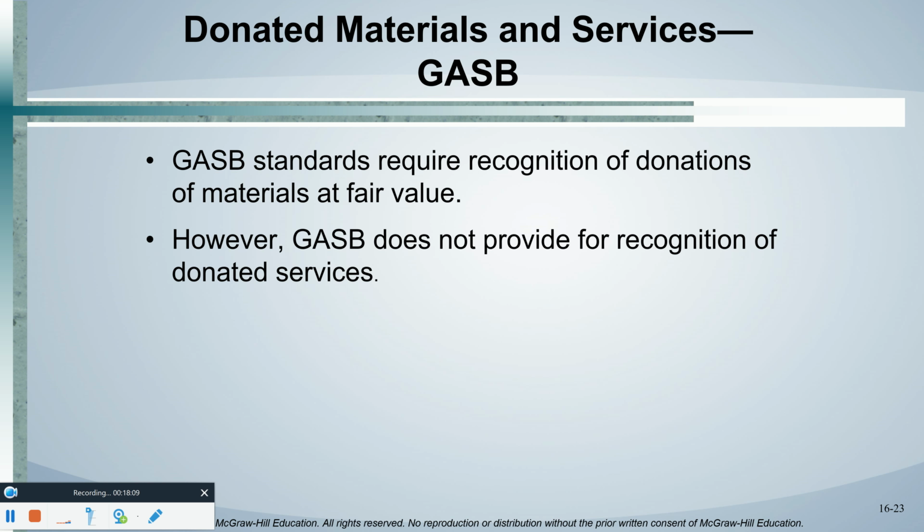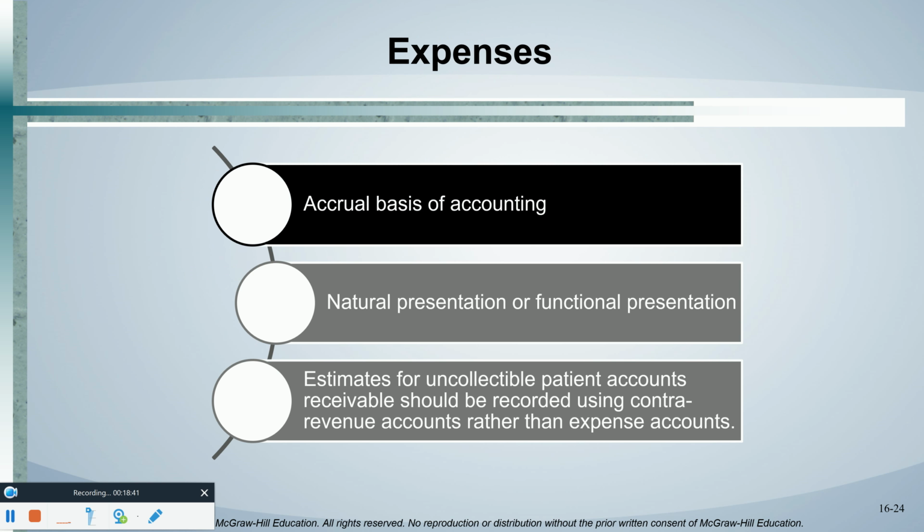Even though there is a donation of services with the FASB that's required to be reported, just like I explained, if it's a special skill that would need to be purchased anyway, the GASB, take a look at the second bullet point here. GASB does not provide for recognition of donated services. So with the GASB, it does not matter whether the service donated was requiring a specialized skill or not. It is simply not recorded. So there's a big difference there.